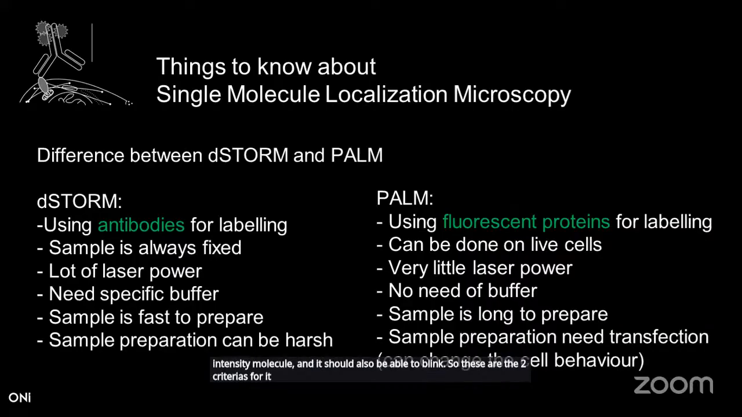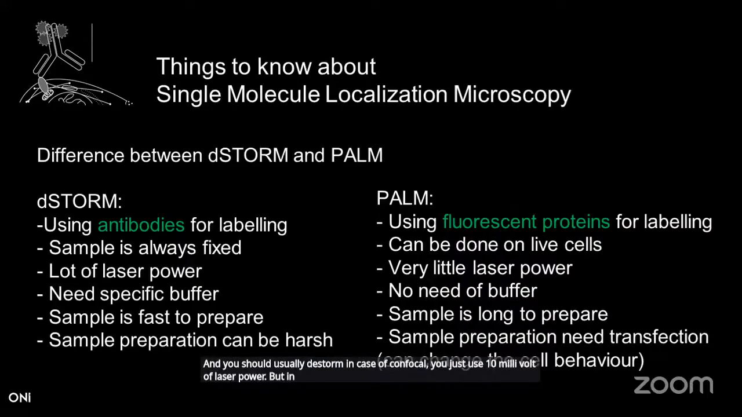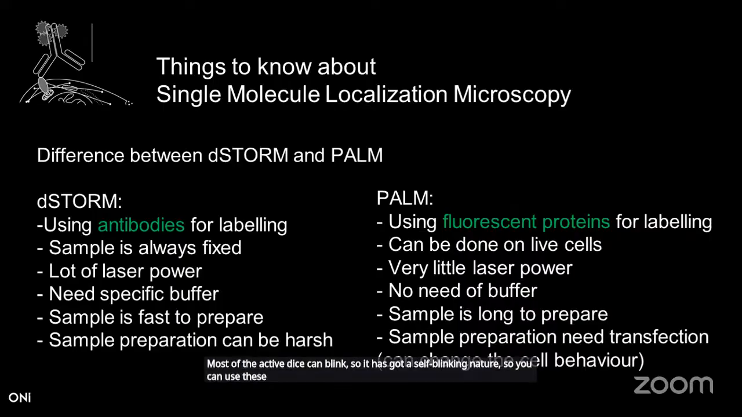And usually in confocal, you just use 10 milliwatt of laser power. But in case of dSTORM, you'll be using a minimum of 100 to 150 milliwatt of laser power to make the molecules blink. If you ask me what the general molecules that can blink are, all the Alexa series can blink. Most of the Atto dyes can blink. So they have a self-blinking nature, and you can use these kinds of fluorochromes to do that.